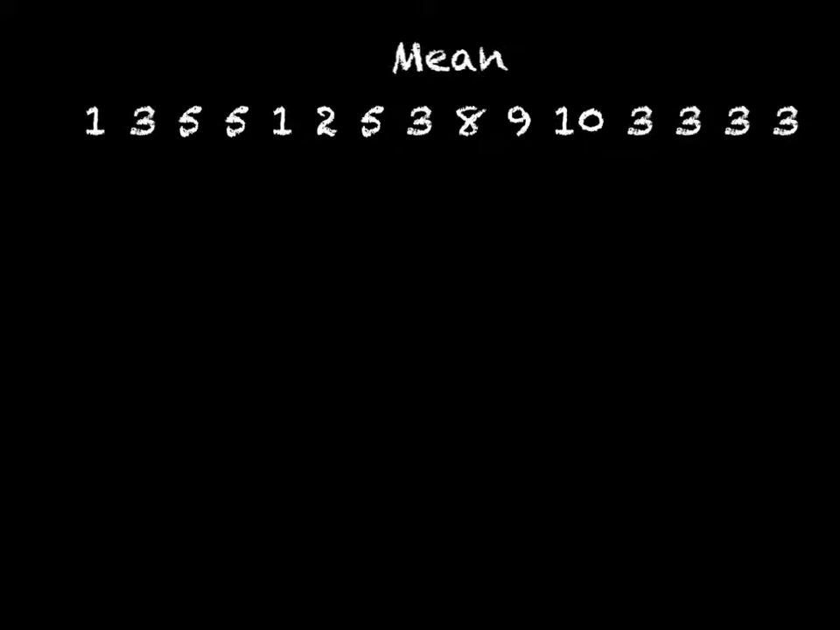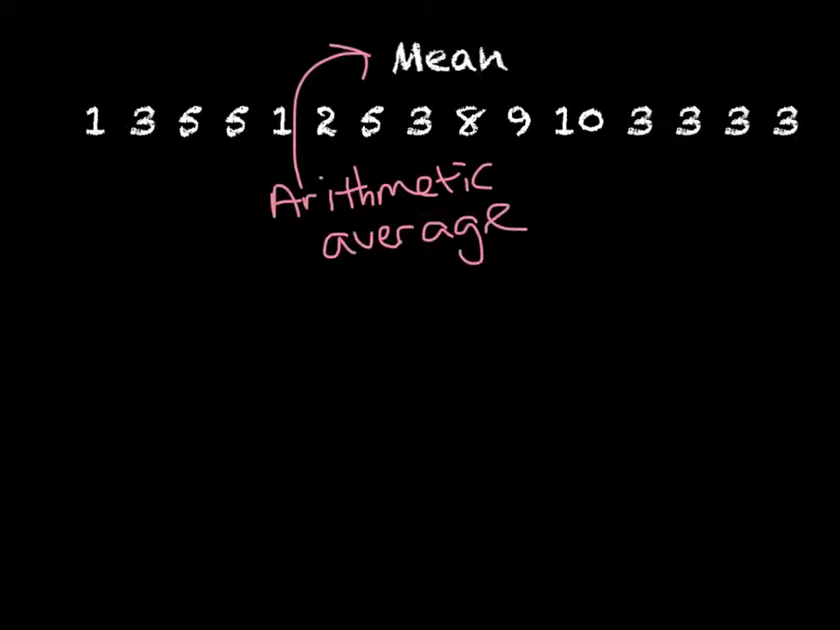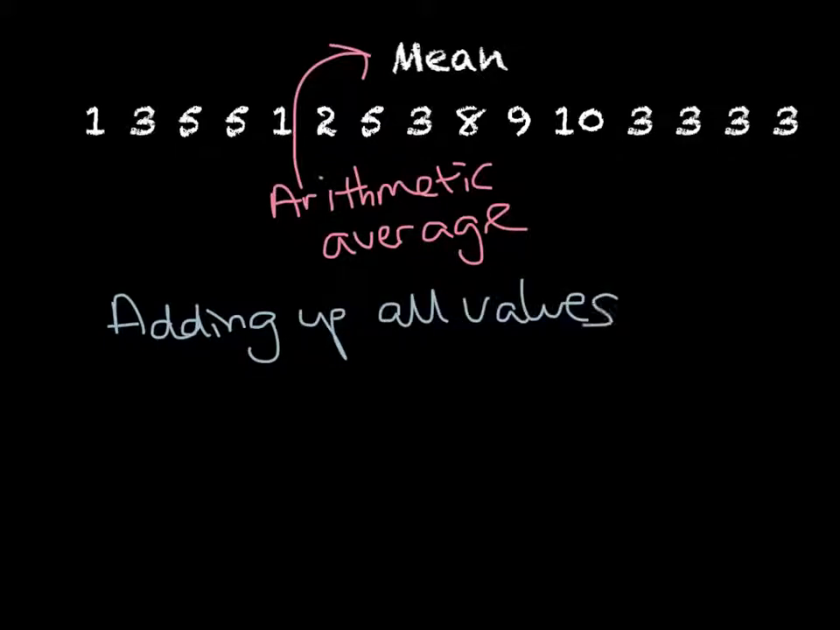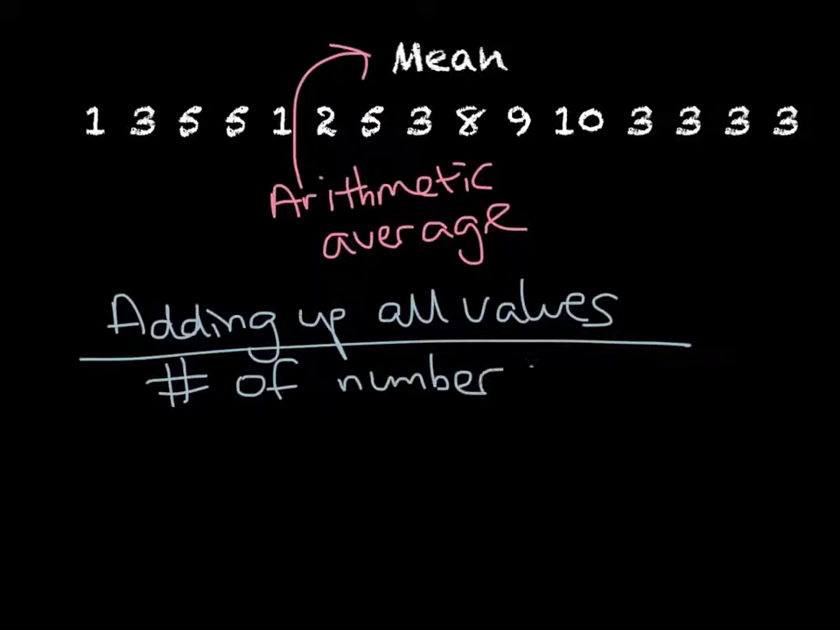The mean, or the arithmetic average, is another way of describing the data set. The way you find the arithmetic average is by adding up all the values and then dividing by the number of numbers. So in our case here, we would add up all of these numbers and then divide by the total number of numbers, which is 15.